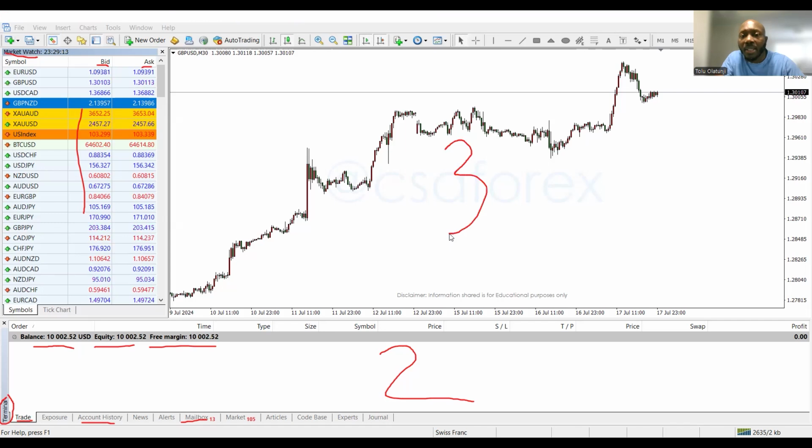Number 3 here is known as the chart window area. This is where we conduct our analysis in order to place trades and then make money. You have to know how to navigate this MetaTrader 4 trading application if you want to make money. This is the first thing that beginner traders need to know.